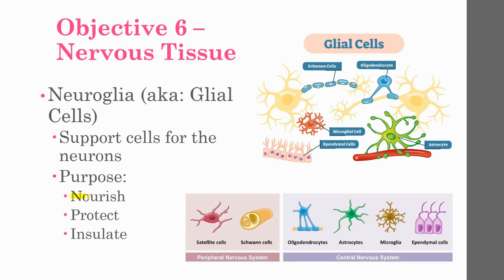We can summarize their main functions into three main roles. They can provide nourishment to those neurons, they can protect them, like protecting them from pathogens and things like that. And they can also insulate. So on your axons, we often have this insulation called the myelin sheath. And there's going to be some cells that can help produce that insulation.